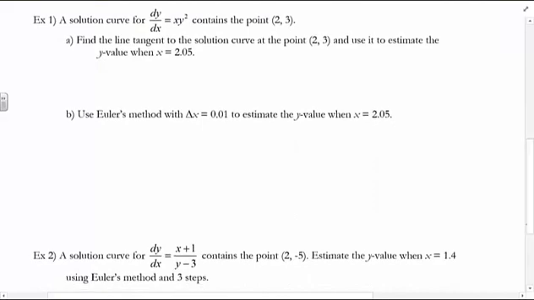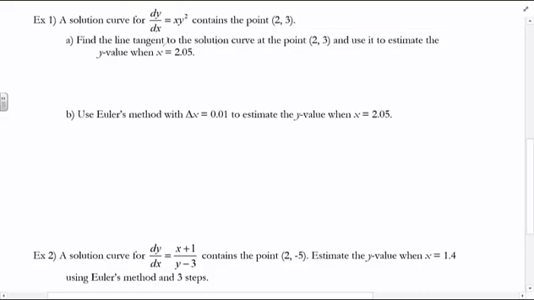Well, here we go. Here's a differential equation: dy/dx equals xy squared. And there's a solution that contains the point (2, 3). So some particular solution to that differential equation contains the point (2, 3). The first thing I'm asked here is to find the line tangent to the solution curve at the point (2, 3), and use the tangent line to estimate the y value when x equals 2.05.